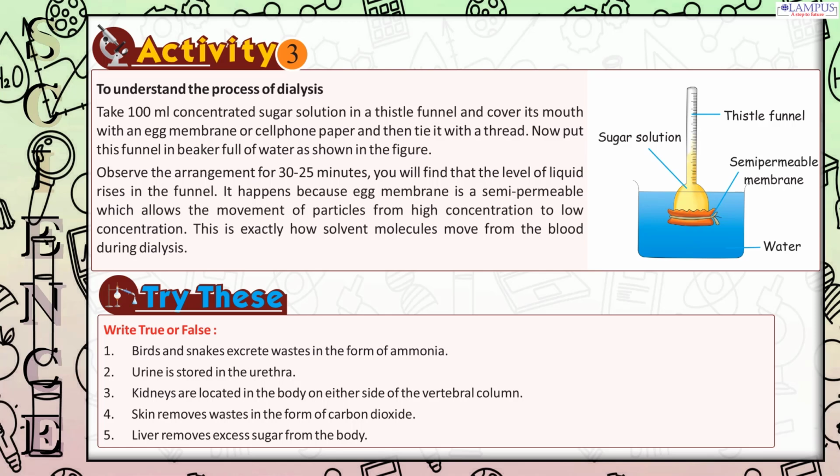Try these. Write true or false. 1. Birds and snakes excrete wastes in the form of ammonia. 2. Urine is stored in the urethra. 3.